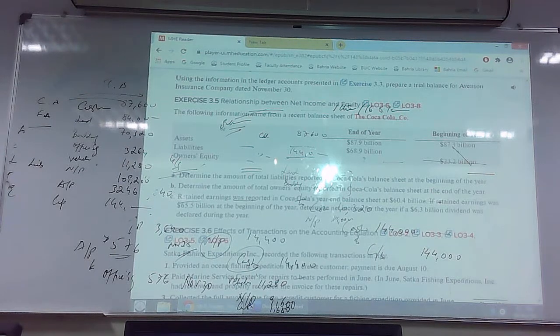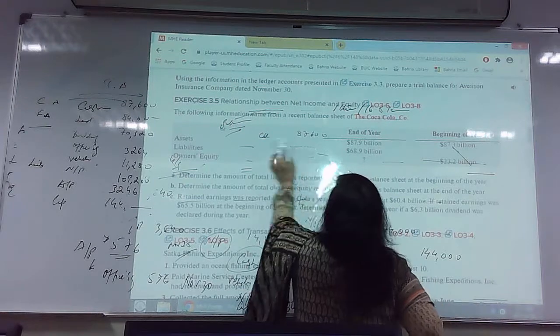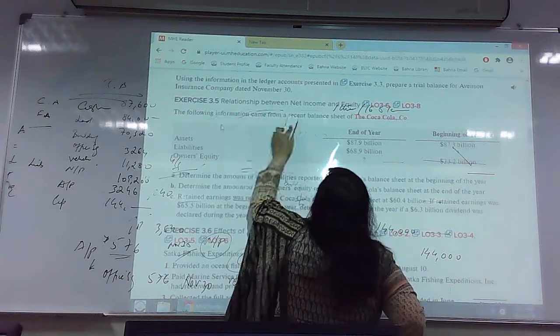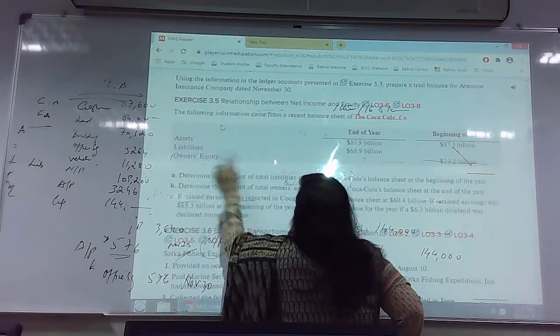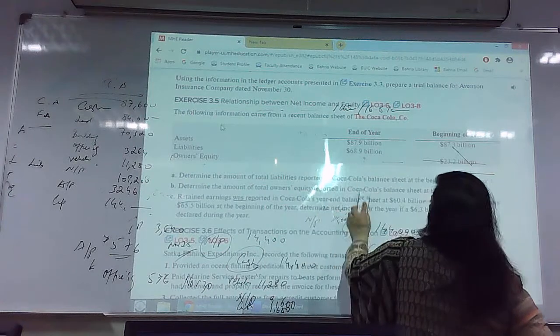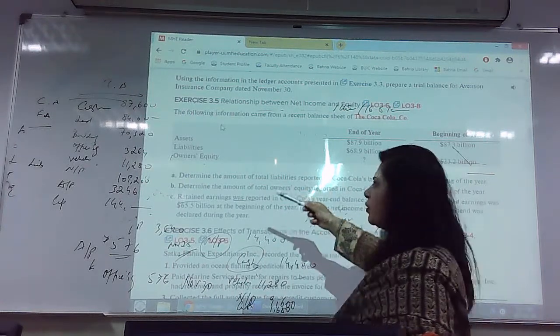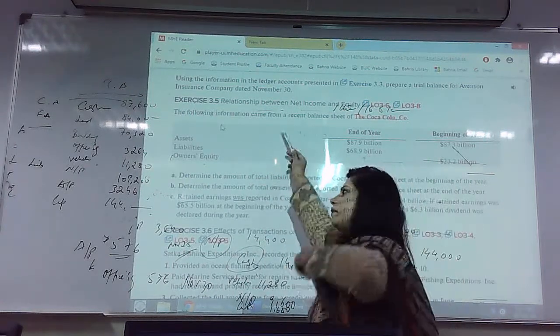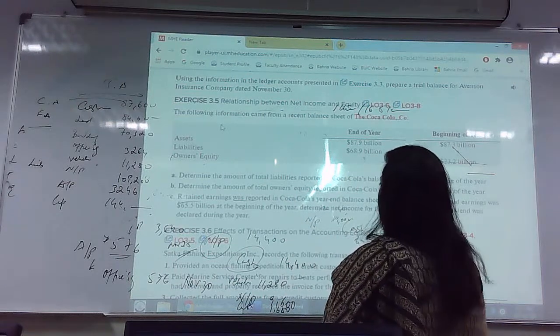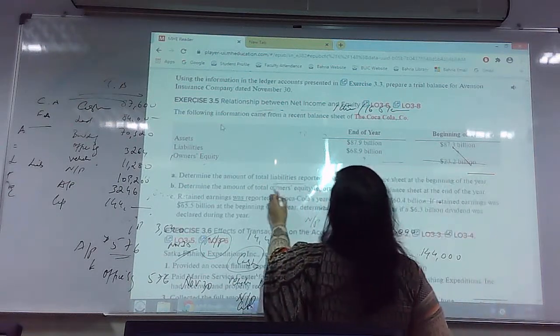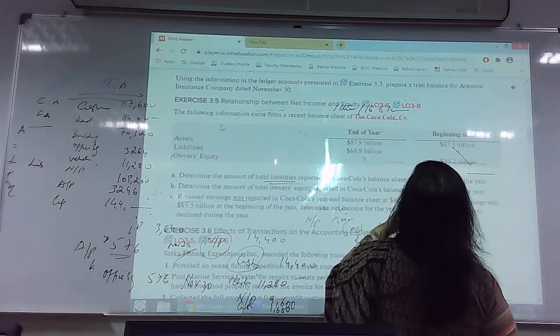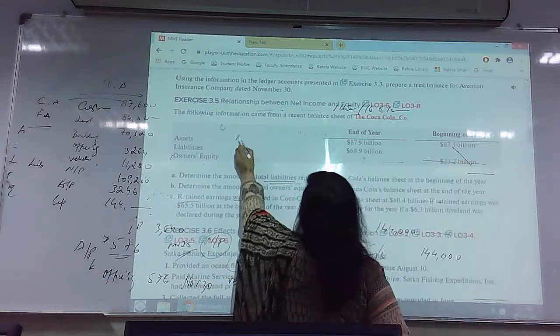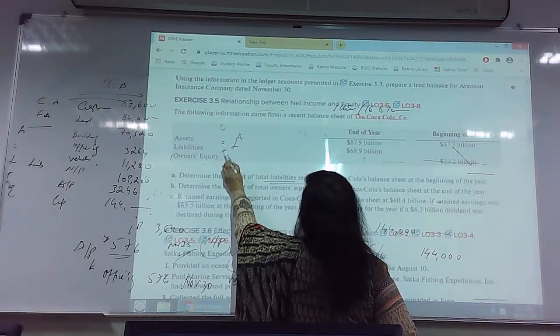After this, question 3.5. They've given you a question on assets and liabilities. Usually this is the concept of the balance sheet, where you have assets, liabilities, and owner's equity in a statement form. They ask you to determine the total liabilities. These are unknown quantities, but you know that assets equal liabilities plus owner's equity.